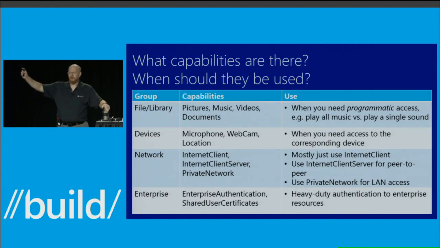The file or library capabilities: pictures, music, video, and documents. As I said, you only need these for programmatic access to files. Otherwise, use the picker. The device capabilities are pretty self-explanatory: webcam, microphone, location. You declare them if you need that device functionality.